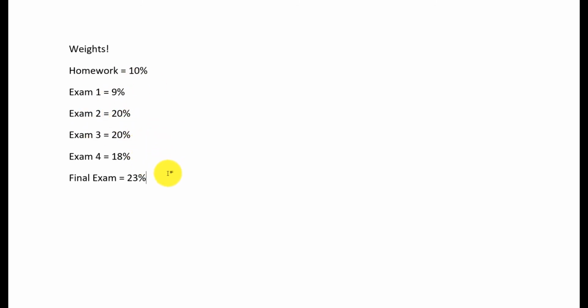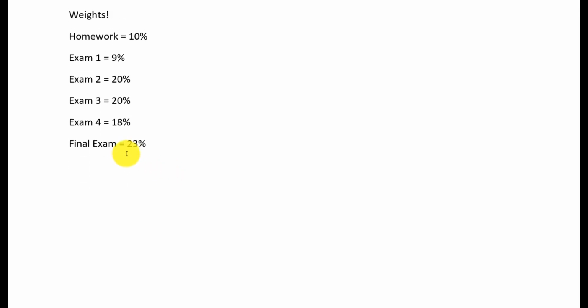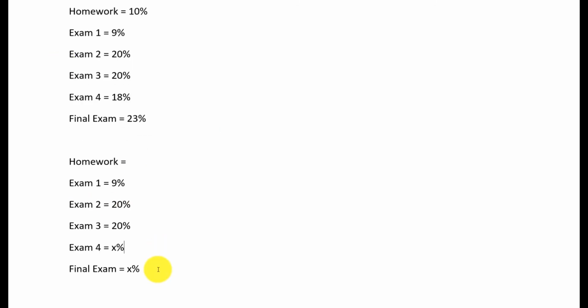Now I'm going to go ahead and write down my fictitious student's current grades in their categories. So I'll type this out very quickly. All right. So as you're looking at this, these are this fictitious student's current grades in homework, exam 1, exam 2. They don't know their score in exam 3 or exam 4, because they haven't taken them.